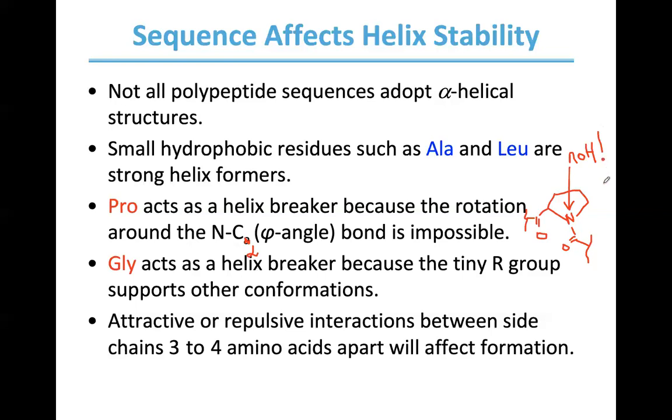So proline is not the only amino acid that has a ring. There's a consequence of that. As you take the second position on a nitrogen, you replace the hydrogen by an alkyl group. So proline is incapable of making a hydrogen bond to the carbonyl of the N+4 amino acid, right? So that will make the alpha helix very unstable. So write this down. Proline acts as a helix breaker because the rotation around the N-C alpha bond is impossible, plus no H bond.